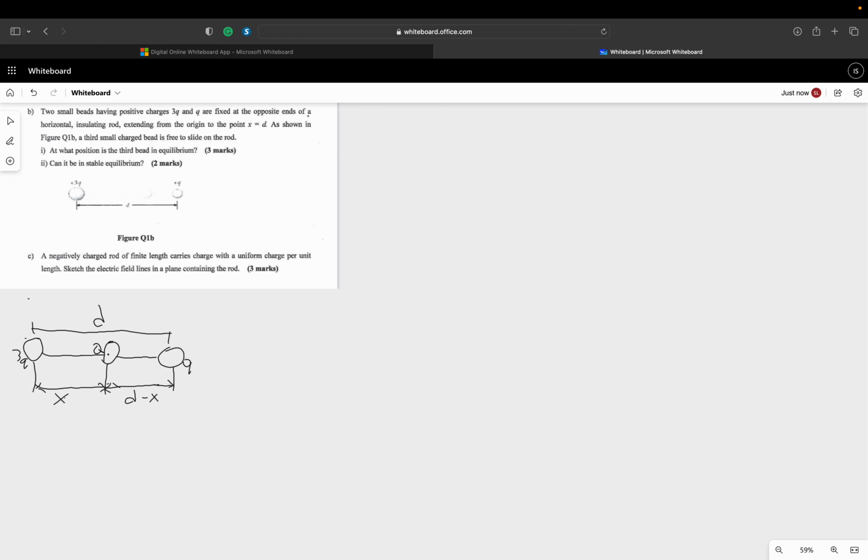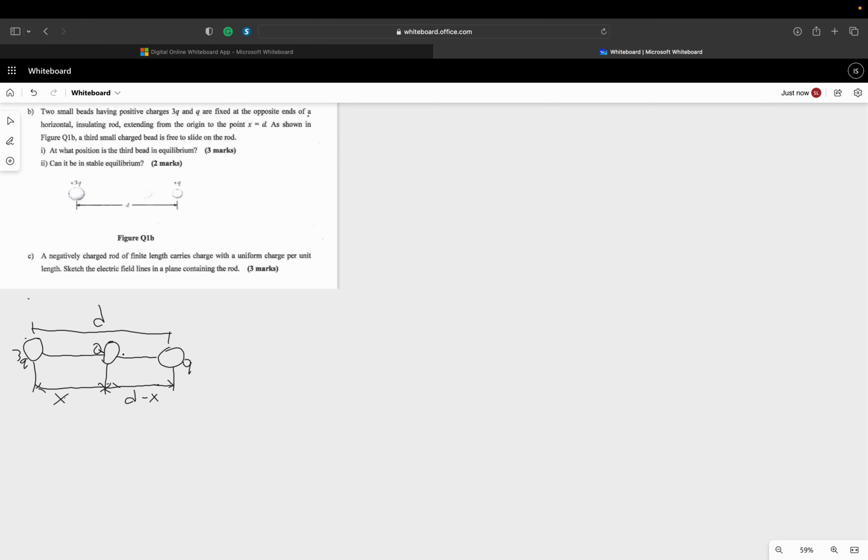Now the distance between the 3Q charge and the small q charge is represented as d. I assume the distance between the 3Q and the capital Q charge to be x, and the distance between the capital Q charge and the small q to be d minus x. Now we are asked at what position is the third bead in equilibrium. For the capital Q charge to be at equilibrium, the electric force between the 3Q and the capital Q charge should be equal to the electric force between the capital Q charge and the small q charge.